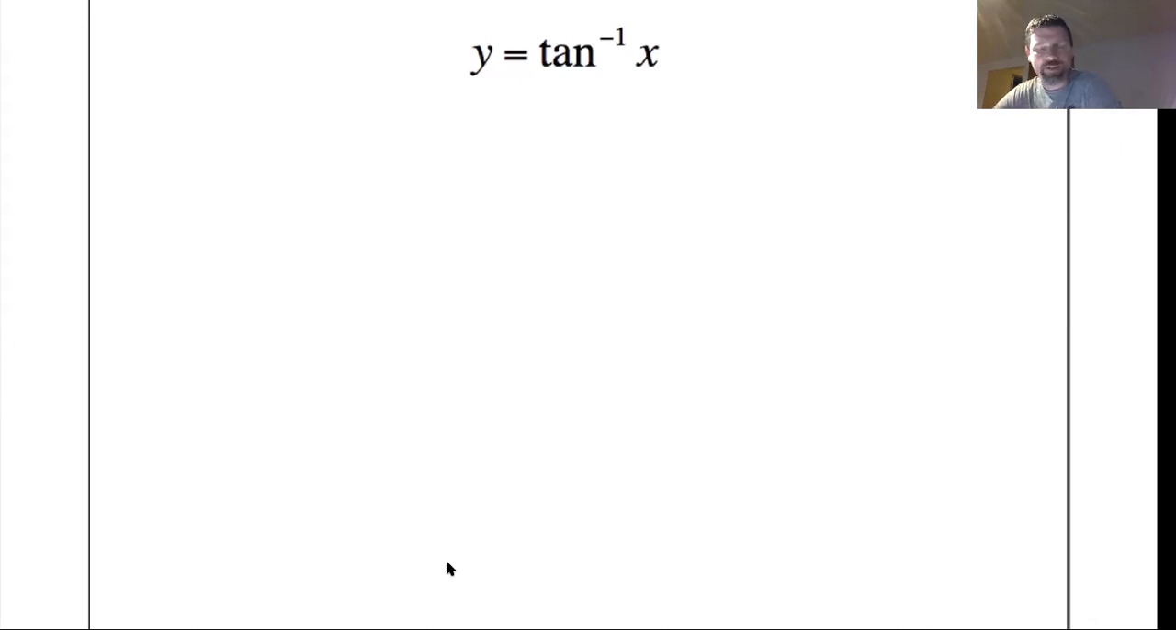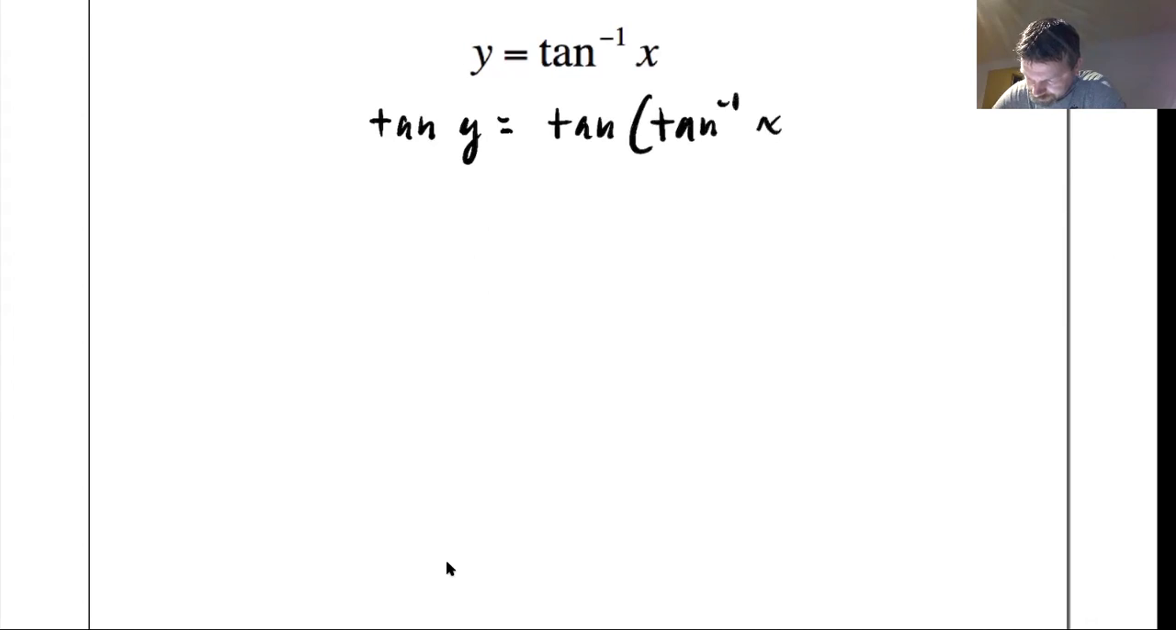So since I can't find that derivative, what I would do to figure this out is take the tangent of both sides. I'd take the tangent of y and the tangent of the arctangent of x. The reason I'm doing that is because tangent and arctangent are opposite functions. So those are going to go away. They're going to undo each other. And I'll end up with the tangent of y is just equal to x.